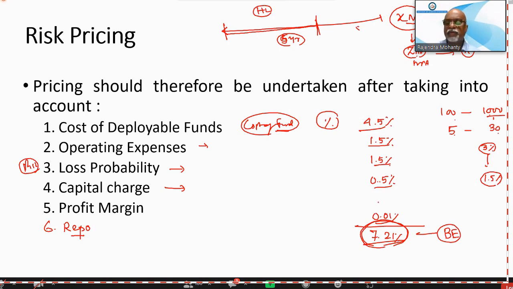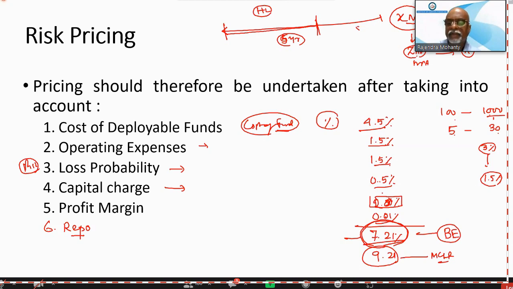So you have to earn a profit margin. Say I want to earn a profit margin of 1.5 or 2%. So in that case, how do you fix it? You can decide that this is your MCLR, 7.21, and you add this 4.5, 1.5, 1.5, 0.5, and 0.1. Adding, it is 7.21. I have added all.